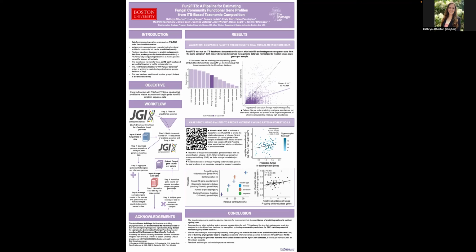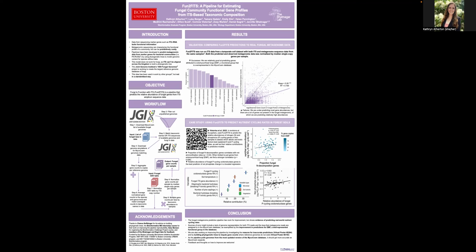We also wanted to test the utility of Fun2FITS in a real-world ecological analysis. In a case study led by Corinne Viatoras, now in revision at Ecosphere, Fun2FITS was used to predict nutrient cycling genes, specifically nitrogen and phosphorus, in forest soils. The goal was to understand what environmental factors best explain net nitrogen and phosphorus cycling rates, and how important fungal functional genes are in those predictions.